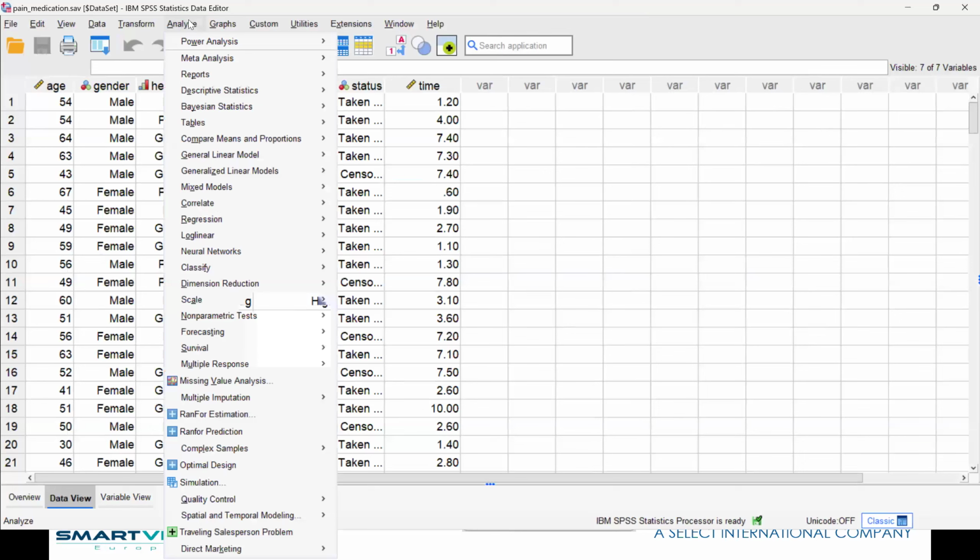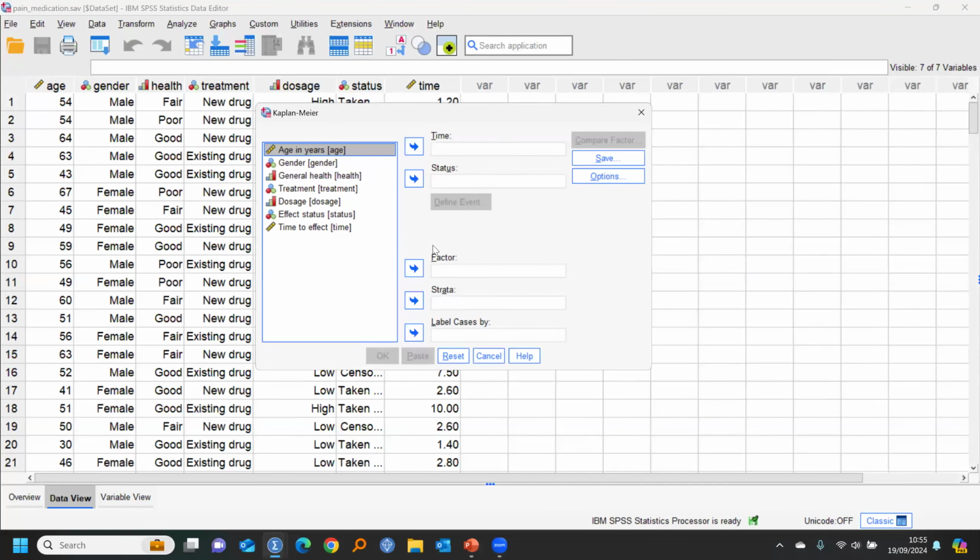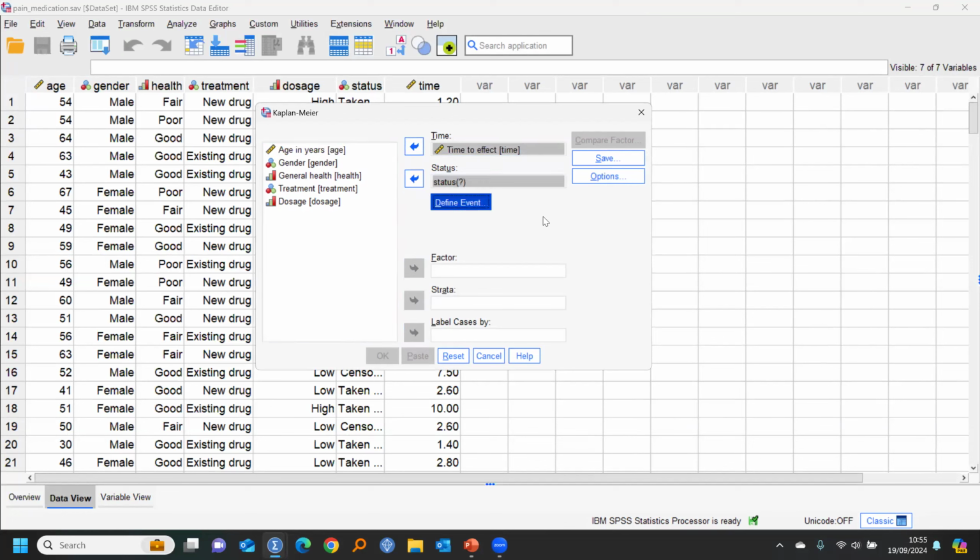Where do I go to do that? I go to Analyze, down to Survival. You can see there's a family of different survival procedures here. I'm choosing Kaplan-Meier. It's kind of the standard one. The time variable is time to effect. The status variable is whether or not it had an effect.